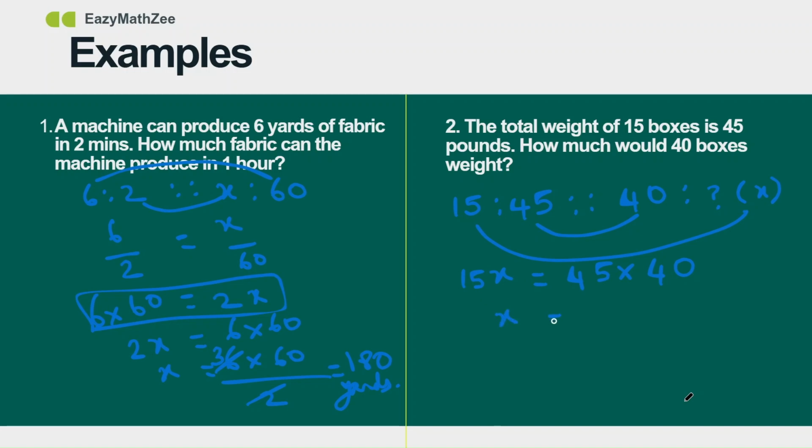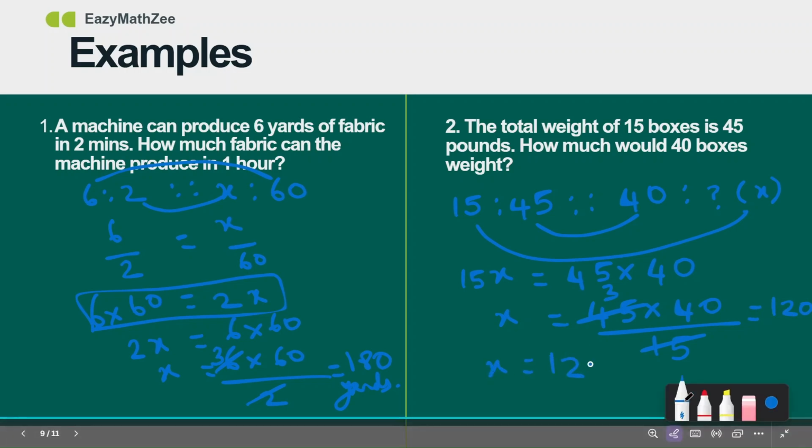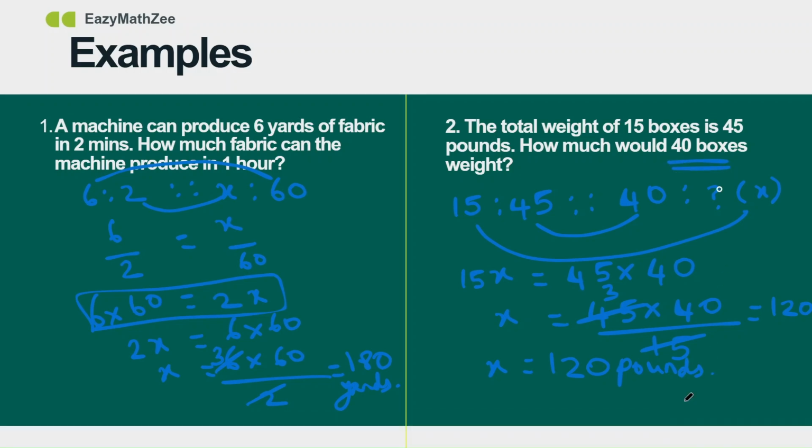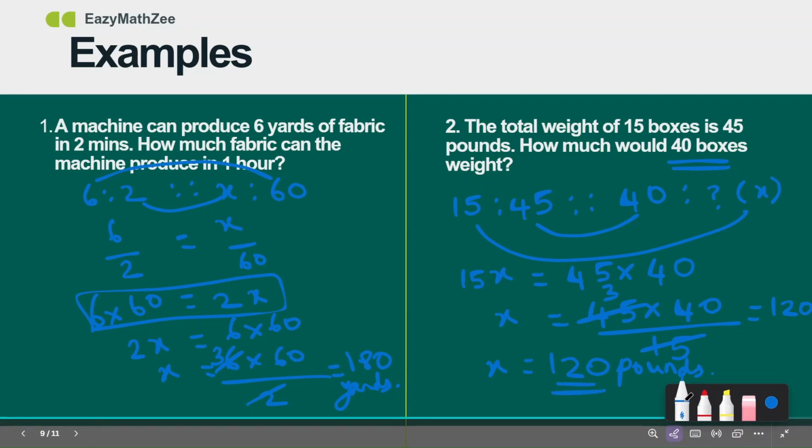So now we want to know what is x. Here 45 into 40, and this 15 will come down as the denominator. Now in 45, how many times 15? 3 times. 15 3s are 45, 3 4s are 12, so 12 and then 0, so 120. So x is equal to 120. What is this 120? 120 pounds weight. Which one? These 40 boxes. These 40 boxes weigh 120 pounds. This is how you have to do the sums.